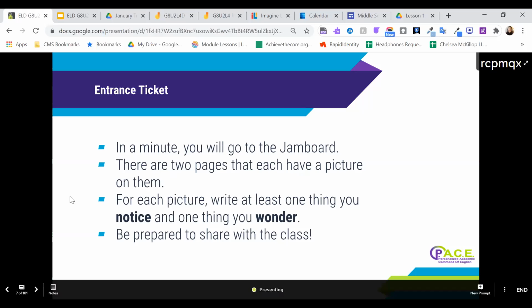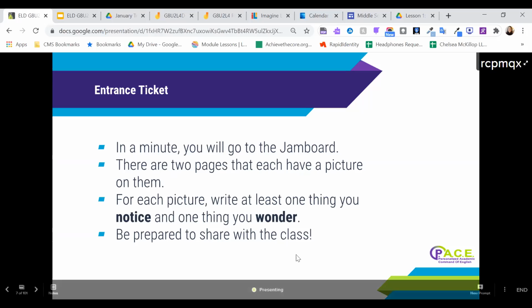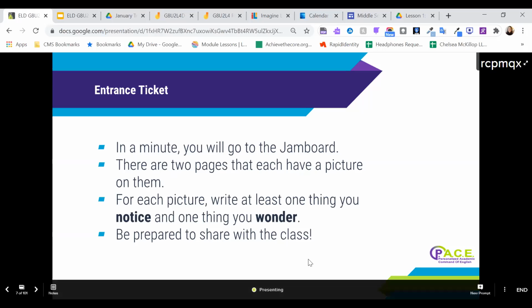All right, so your first thing is an entrance ticket. In a minute, you're going to go to a Jamboard. We're going to put that in the chat box for you. There are 2 pages that each have a picture on them. For each picture, we want you to write at least one thing you notice and one thing you wonder, and be prepared to share with the class. I think Catherine just threw that in the chat box for you.